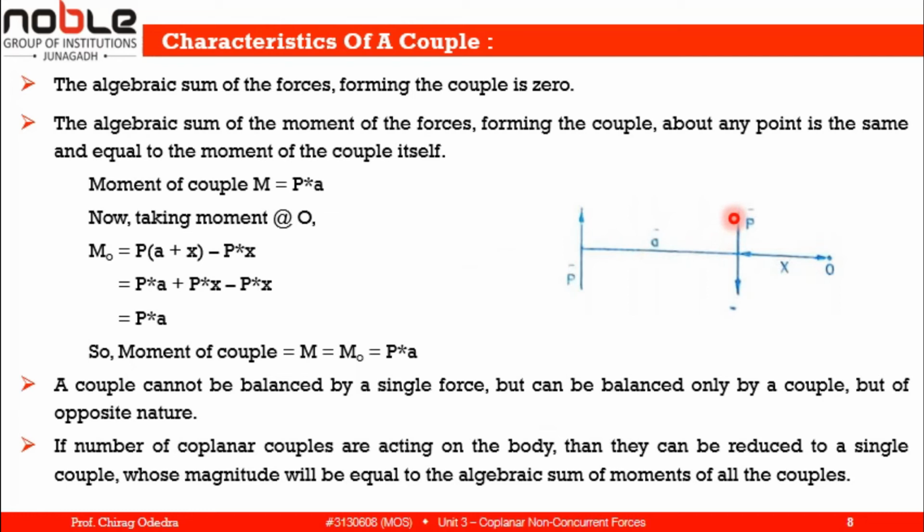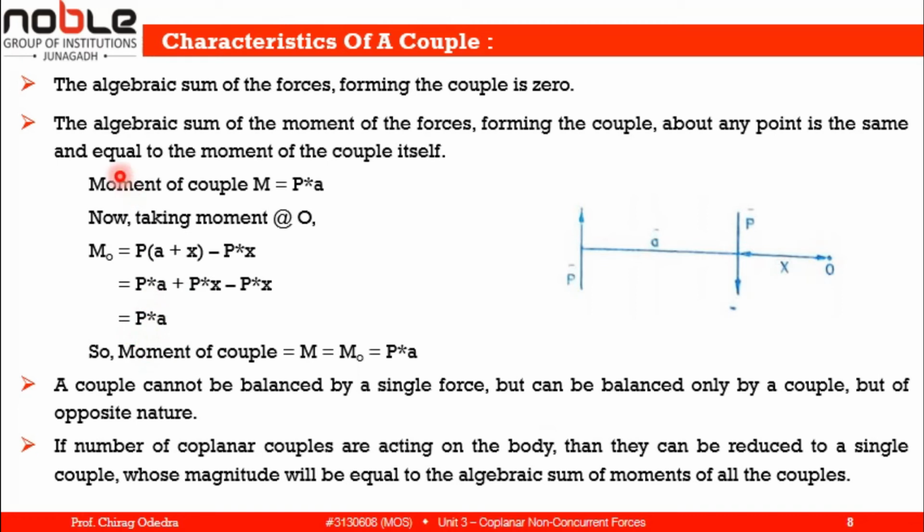And the moment due to this downward force P is force into perpendicular distance, force P, perpendicular distance X, and the direction of this moment will be anti-clockwise. So we have to take a negative sign for that. So minus P into X. So this is P into A plus P into X minus P into X. So this will cancel out, and the remaining moment is P into A.